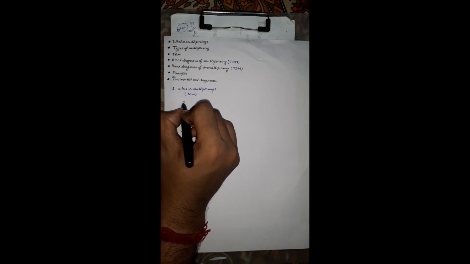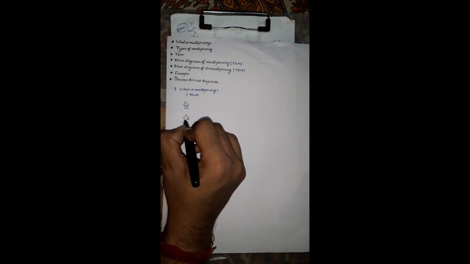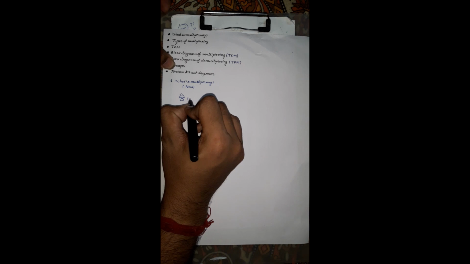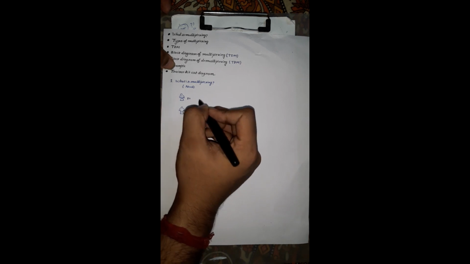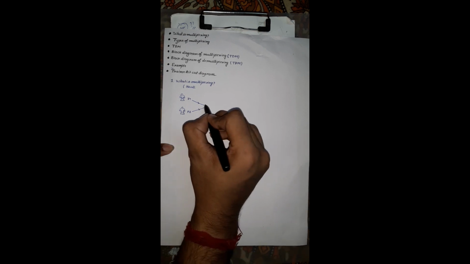Suppose you and your friend. I am going to give the idea of multiplexing through an example. So suppose this is you, this is person 1, and this is person 2. These two persons are going to communicate through the same channel. This is a channel.